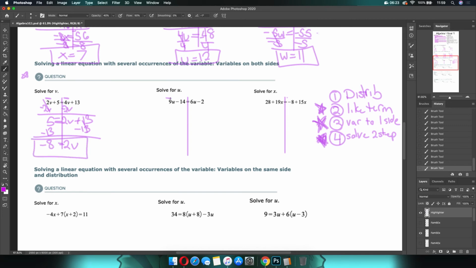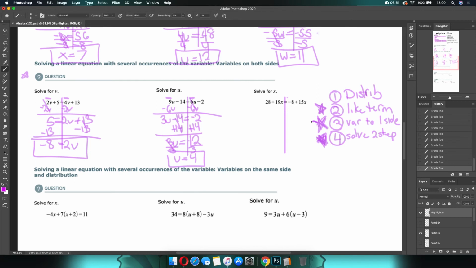Then 9u and 6u. Which one do you feel like moving? Ms. Dubois doesn't like dealing with negatives, so I'm going to move the 6u. Minus 6u. That will be 3u minus 14 equals negative 2. And look, I have a two-step. So plus 14, 3u equals 12. Divide by 3, u equals 4.